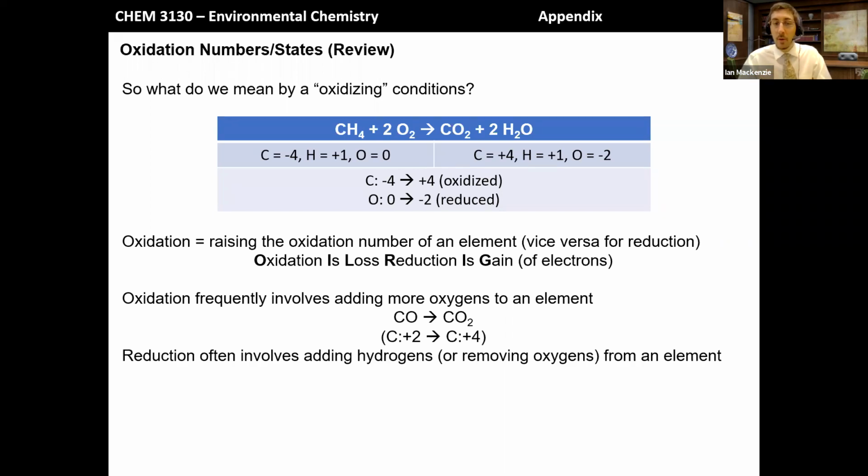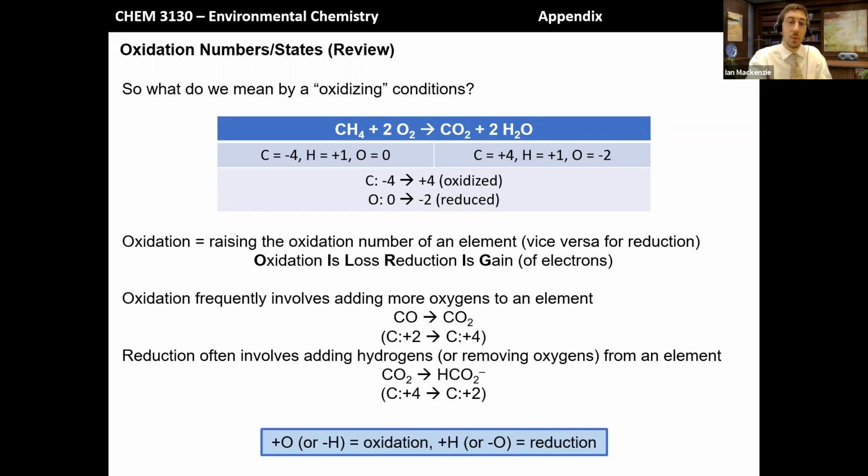And reduction frequently involves adding hydrogens to an element or removing oxygens. Either one of those is a frequent occurrence when we're talking about reduction for an element. So an example here would be taking CO2 and converting that to the formate ion. So I simply added one hydrogen to this. It's an ion now, and we'll notice that I went from +4 down to +2. And so we've undergone reduction in that case. So a simple memory device for remembering oxidation or reduction, in addition to the gain or loss of electrons and the raising or lowering of the oxidation state, is that adding oxygen or removing hydrogen is oxidation. Adding hydrogen or removing oxygen is reduction.